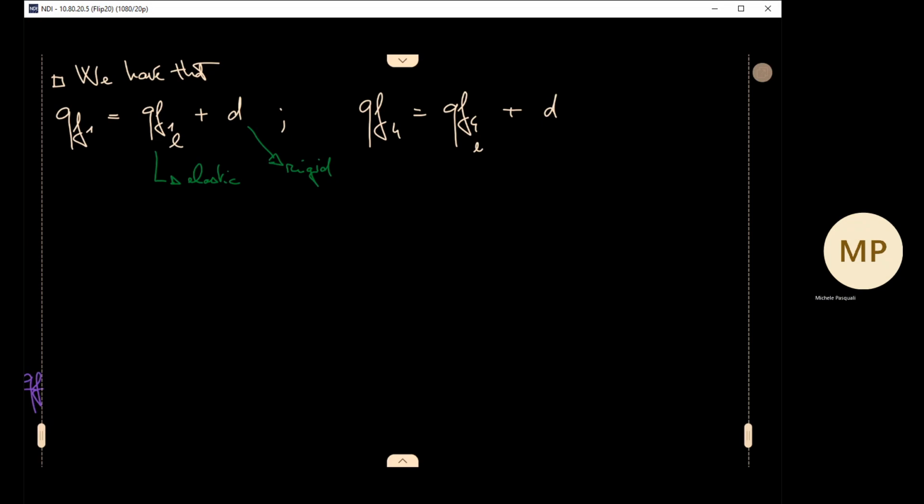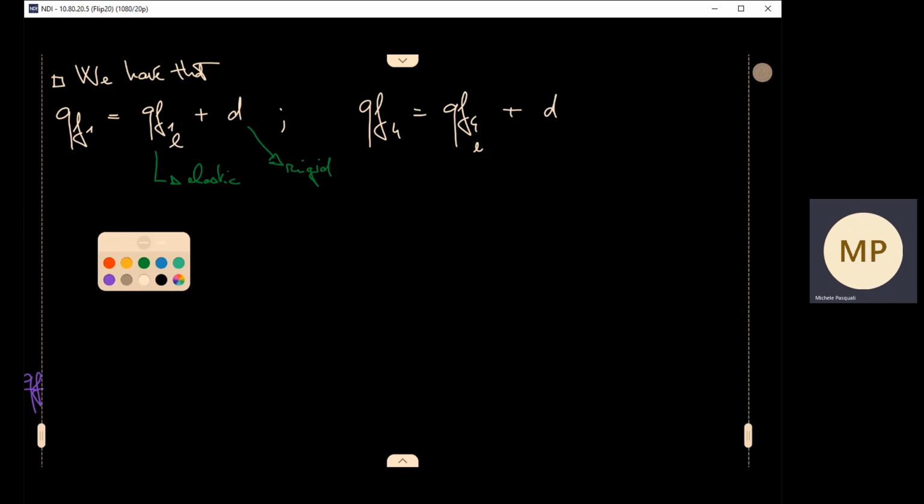From a representation point of view, you have basically that this is your link. This is point A and this is point B, as you saw it. This is, let's say, the initial or reference or undeformed configuration.